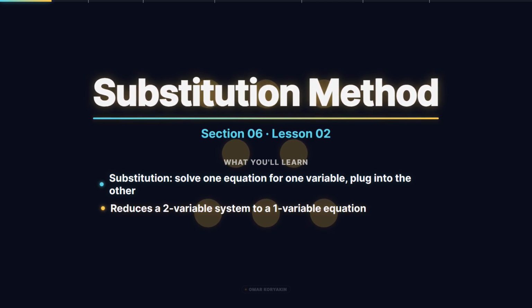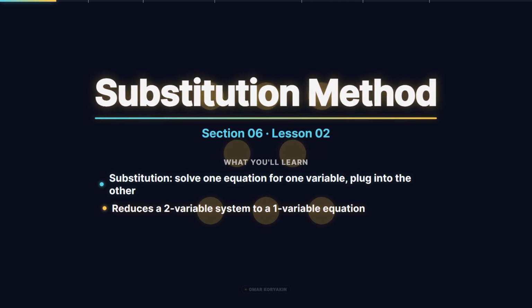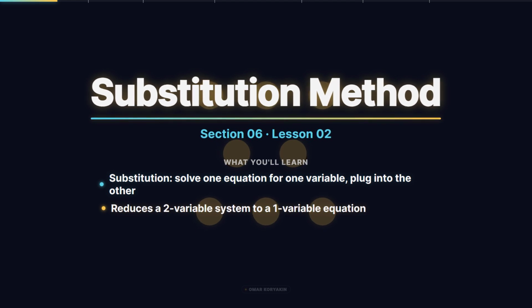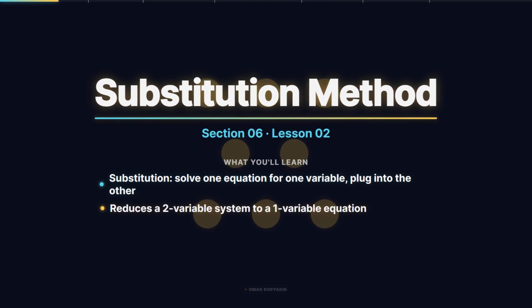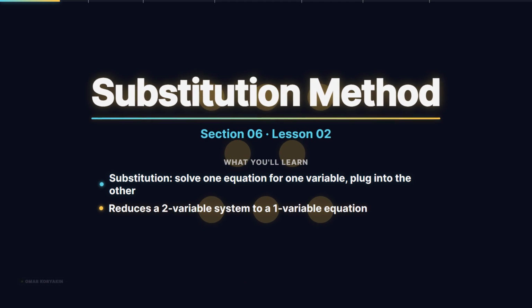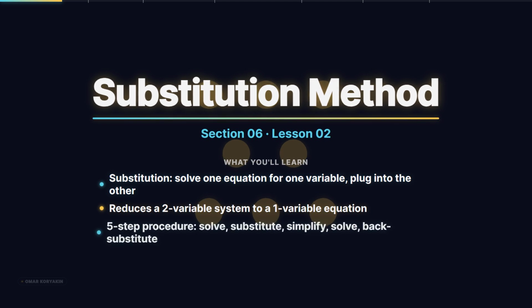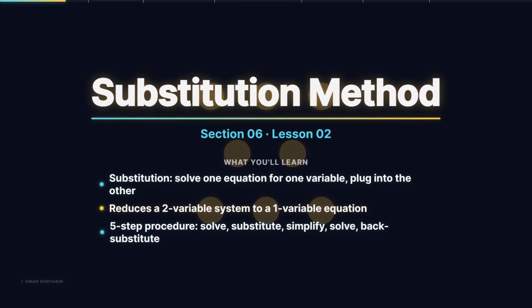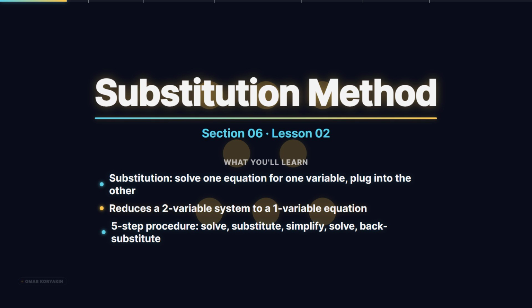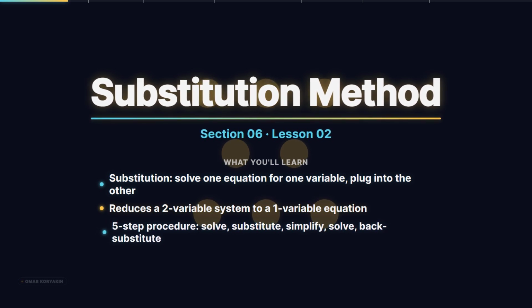Second idea. The 5-step procedure. Step 1: choose one of the two equations and solve it for one of the two variables to express that variable as a function of the other. Step 2: substitute the resulting expression into the other equation, replacing every occurrence of the chosen variable. Step 3: simplify the resulting one-variable equation. Step 4: solve the one-variable equation for its variable using inverse operations. Step 5: back substitute the value into the original expression to find the other variable. Verify by plugging both values into both original equations.